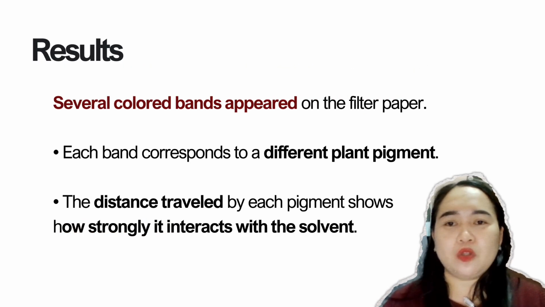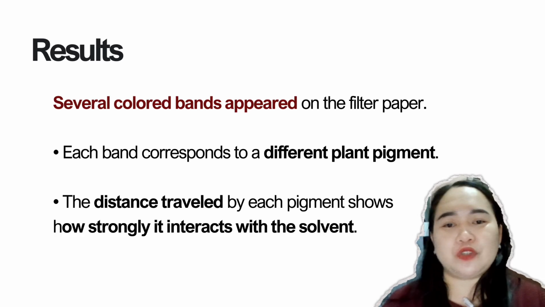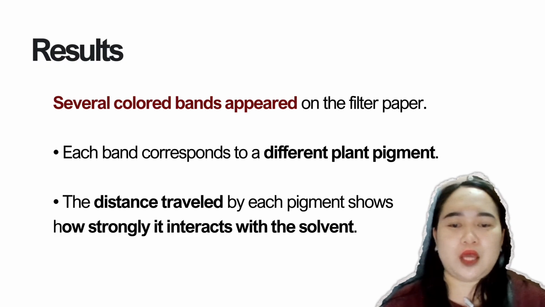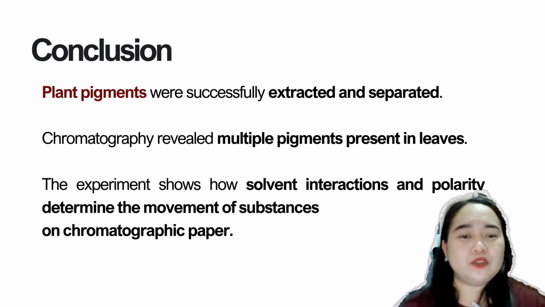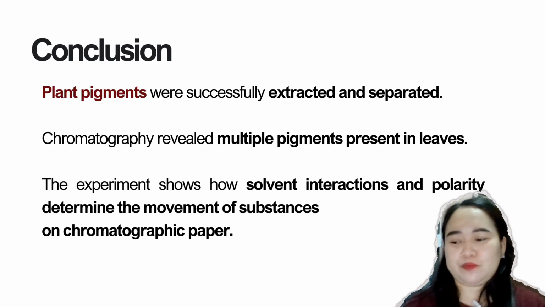Results: several colored bands appear on the filter paper. Each band corresponds to a different plant pigment. The distance traveled by each pigment shows how strongly it interacts with the solvent. Conclusion: plant pigments were successfully extracted and separated. Chromatography revealed multiple pigments present in the leaves. The experiments show how solvent interaction and polarity determine the movement of substances on chromatographic paper.